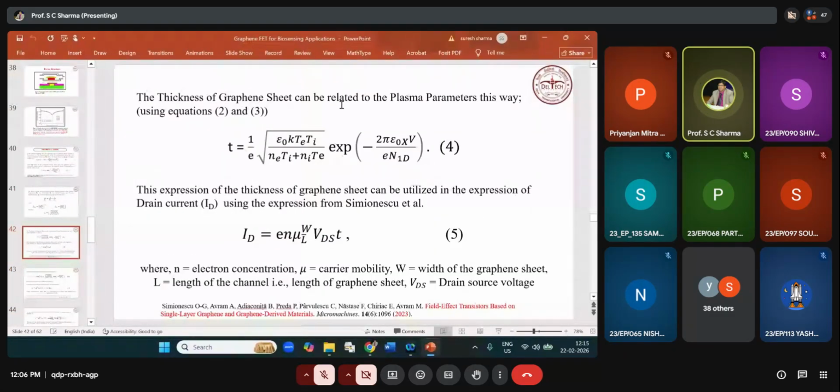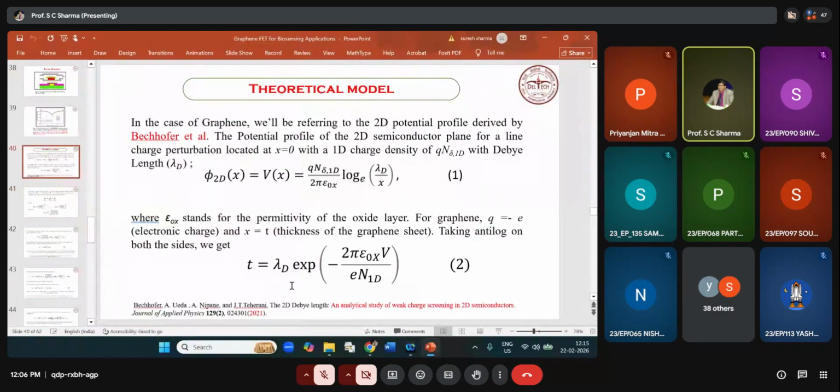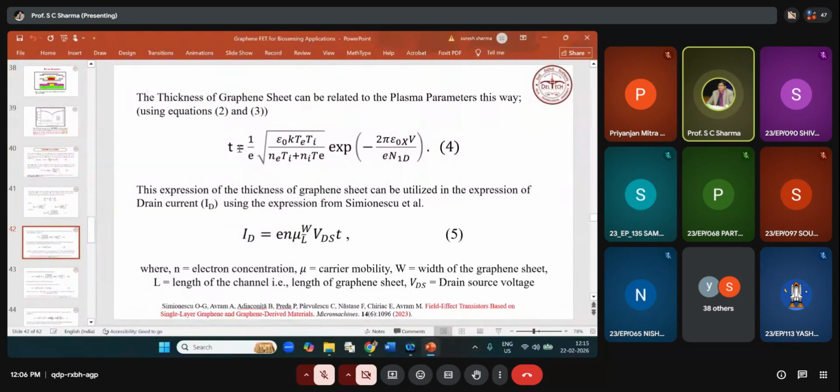Now, the thickness of the graphene sheet can be related to the plasma parameter this way. Substituting the value of lambda D in this equation, this thickness can be rewritten as this one. Now, this expression for the thickness of the graphene sheet can be utilized in the expression of the drain current.